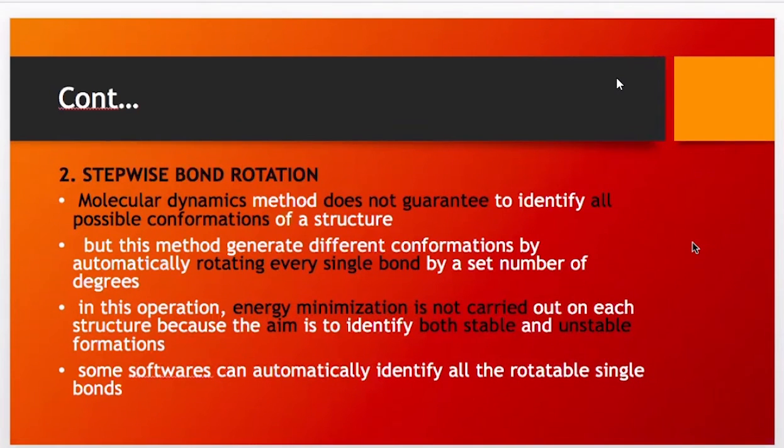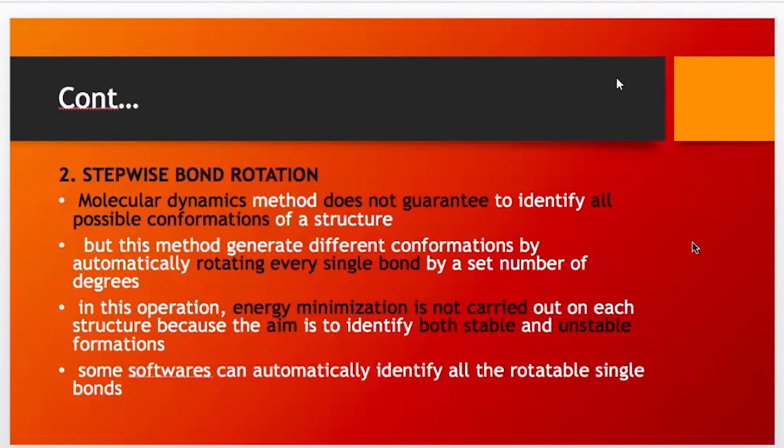So with molecular dynamics, it will not really give you all the possible conformations of the structure. But with stepwise bond rotation, it will actually give you a variety of different conformations of the structure. And with this one, how is it done? Unlike molecular dynamics, where we're applying heat and visualizing the movement of atoms, this one utilizes rotation.